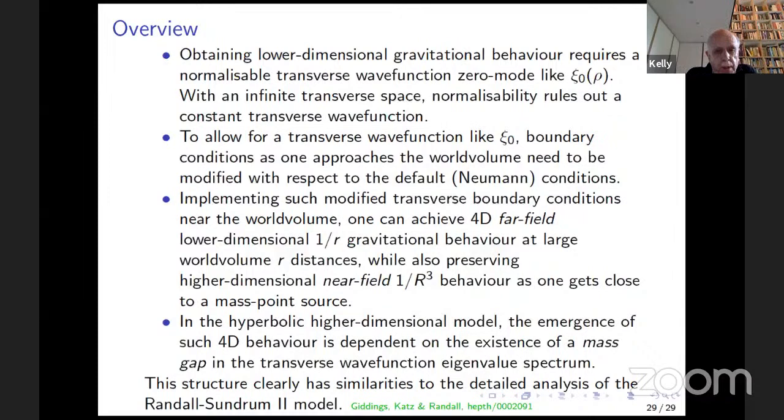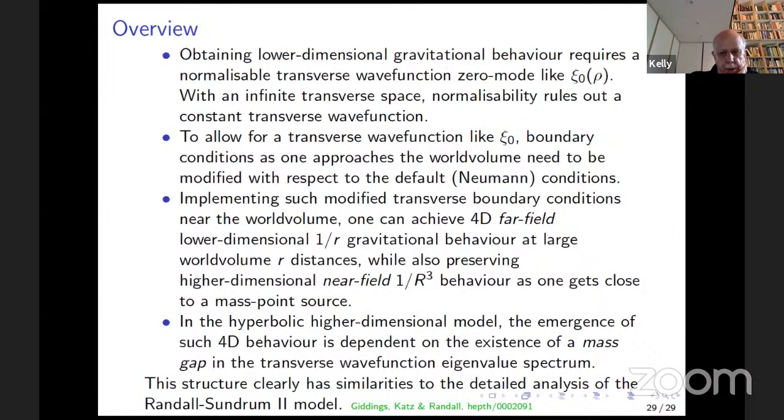We found these generalized Neumann, generalized Robin conditions. Implementing such modified transverse boundary conditions near the world volume, you can achieve the four-dimensional far field 1/R gravitational behavior appropriate to four dimensions, and also preserve the higher dimensional near field 1/R³ behavior as you get close to a mass point source. And this emergence of such four-dimensional behavior, as far as we've seen here, is dependent on the existence of the mass gap in the transverse wave function eigenvalue spectrum. For this Salam-Sezgin background, it came because the corresponding Schrödinger problem for the transverse wave functions had this Pöschl-Teller structure.